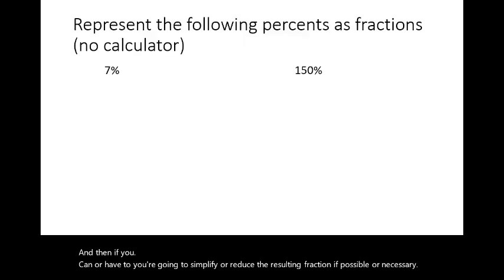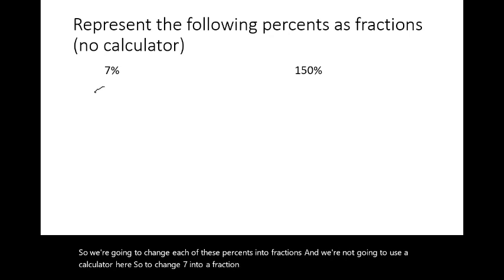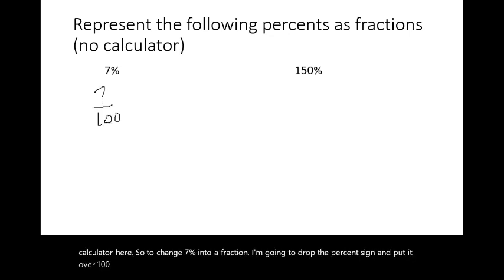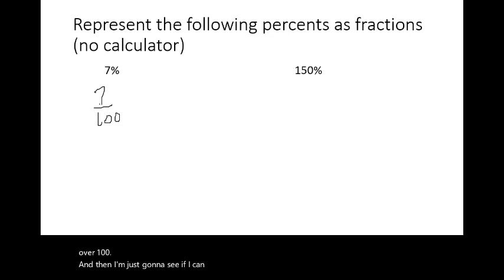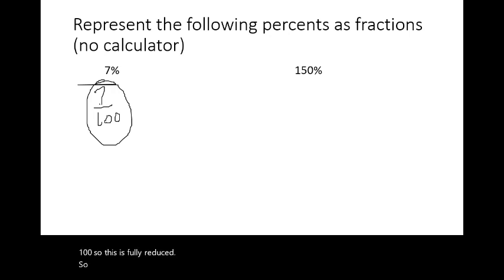So we're going to change each of these percents into fractions, and we're not going to use a calculator here. So to change 7% into a fraction, I'm going to drop the percent sign and put it over 100. And then I'm just going to see if I can reduce this. 7's a prime number, and 7 doesn't go into 100, so this is fully reduced. So 7 over 100 is 7% written as a fraction.